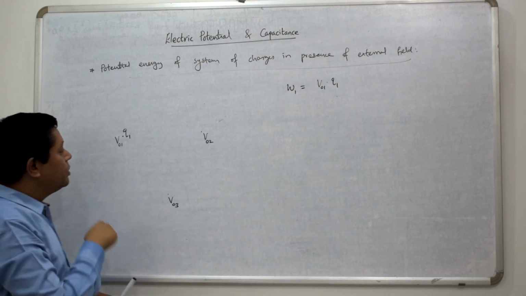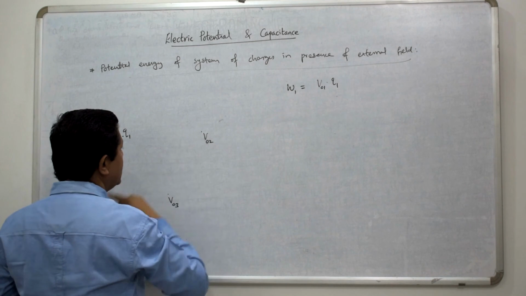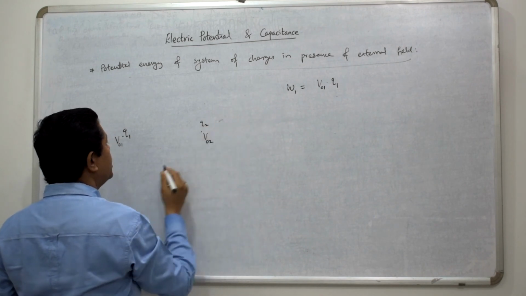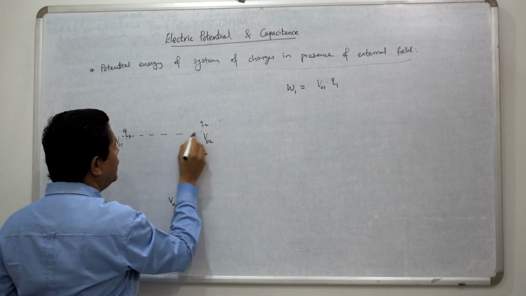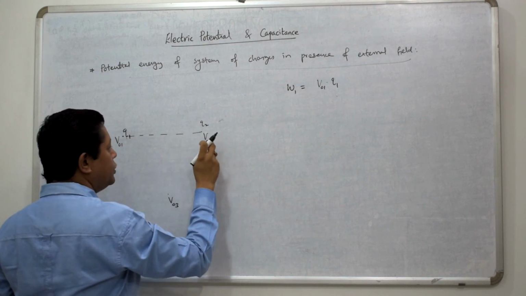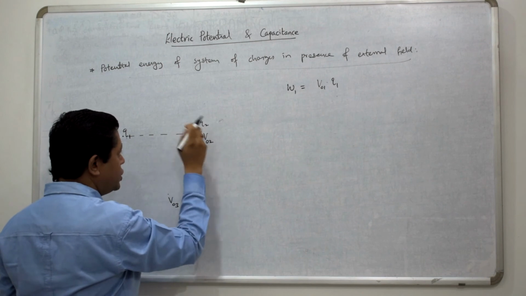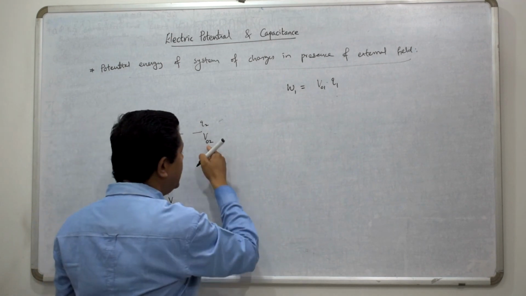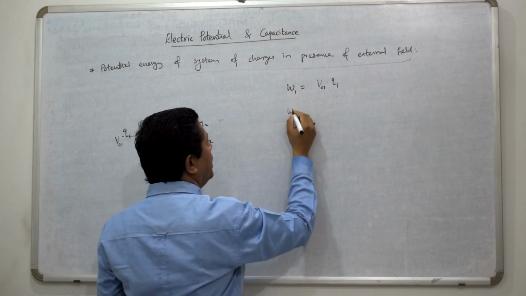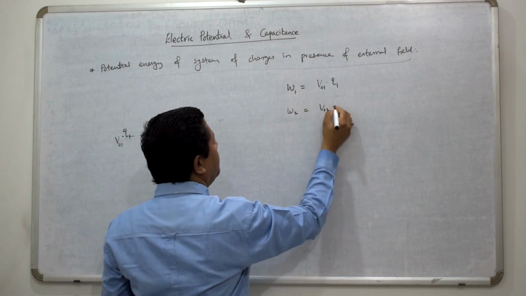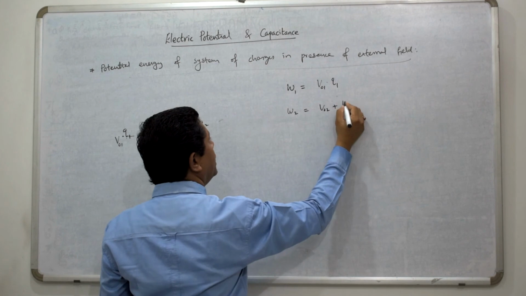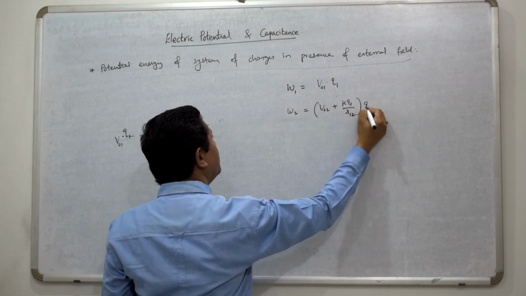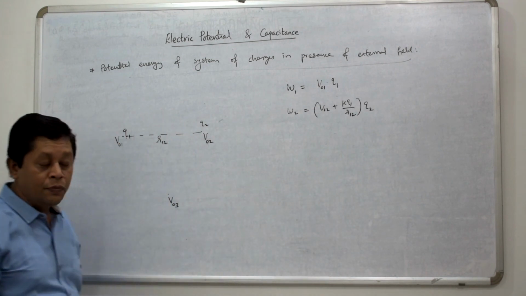Now in presence of this charge Q1 as well as the external potential V02, if we bring charge Q2 to this point, then at this point there are two potentials, one due to the external field, another due to charge Q1, where this distance is R12. Then at this point the net potential will be V02 plus the potential due to charge 1, that is KQ1 by R12, in presence of which charge Q2 is brought.